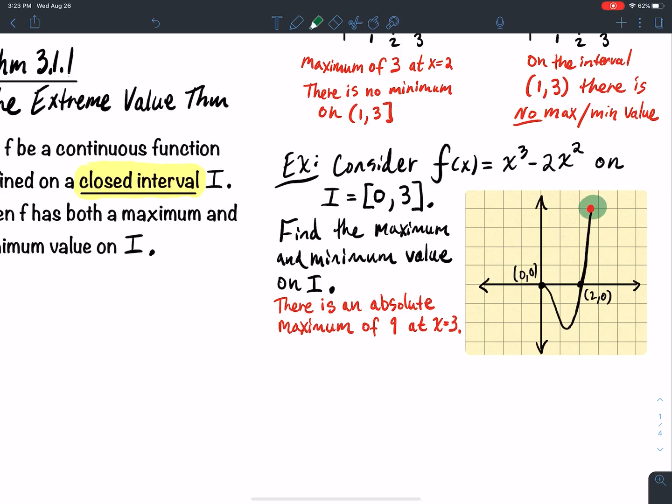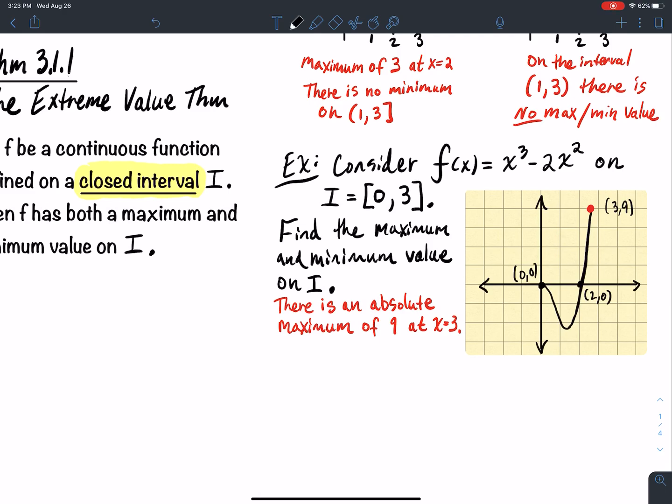How do I know it's 9 here? Well, what's on the edge of this interval? The further I go this way, the closer and closer I get to the highest value. So the edge of that interval is the 3, so I plug a 3 into my function to figure out the output. So f of 3 equals 3 cubed minus 2 times 3 squared, and that gets me the 9 that you see here: 27 minus 18.